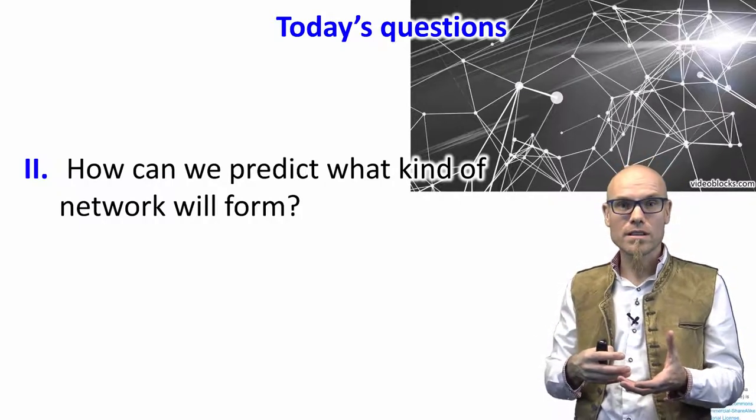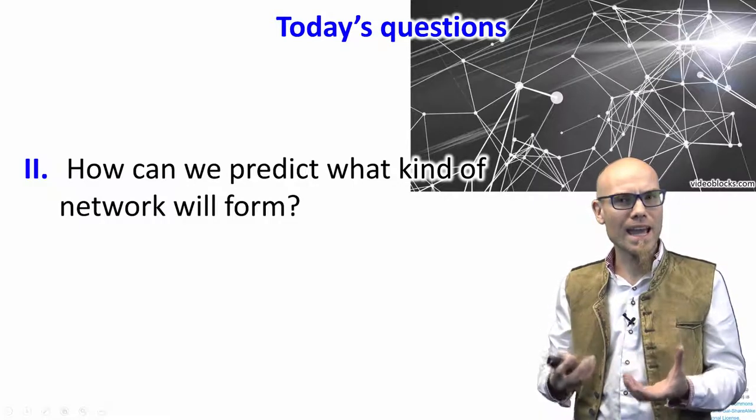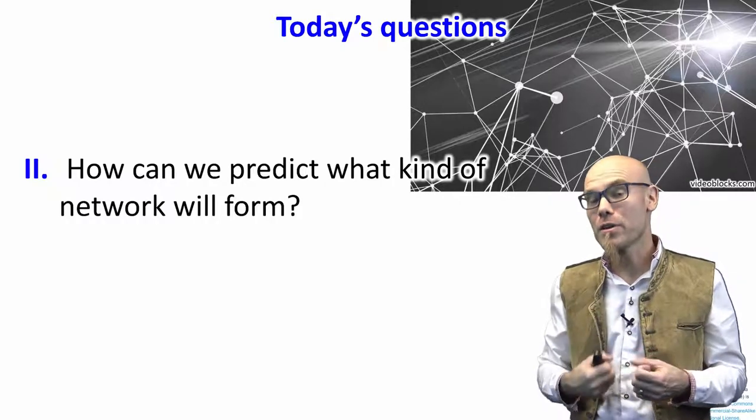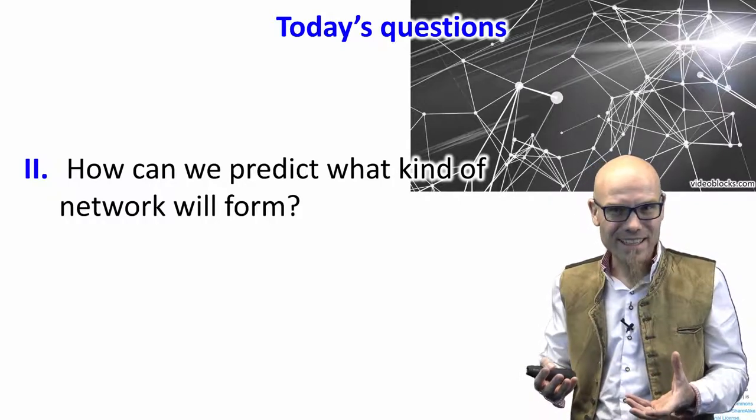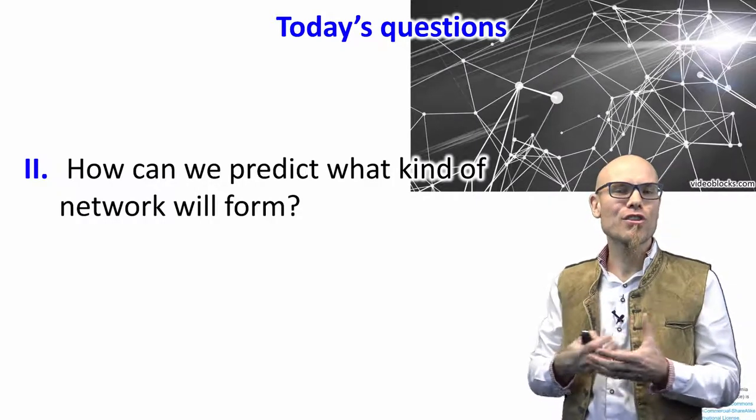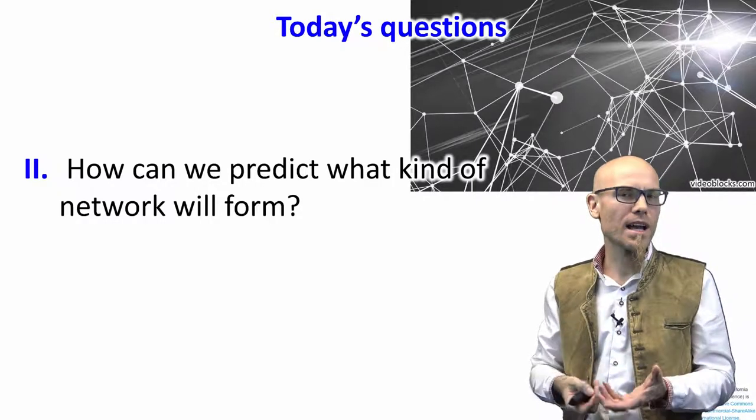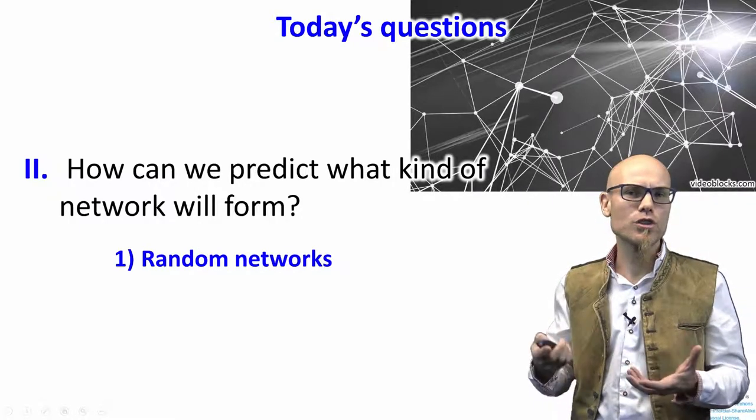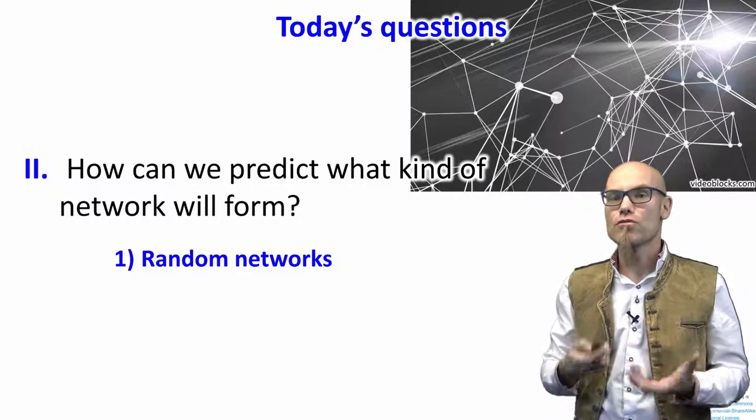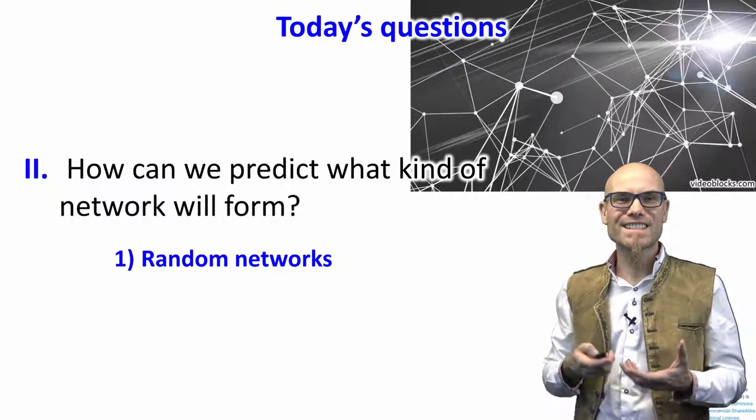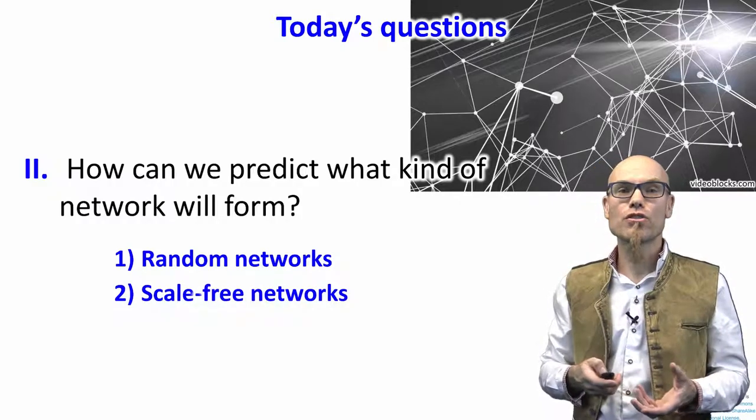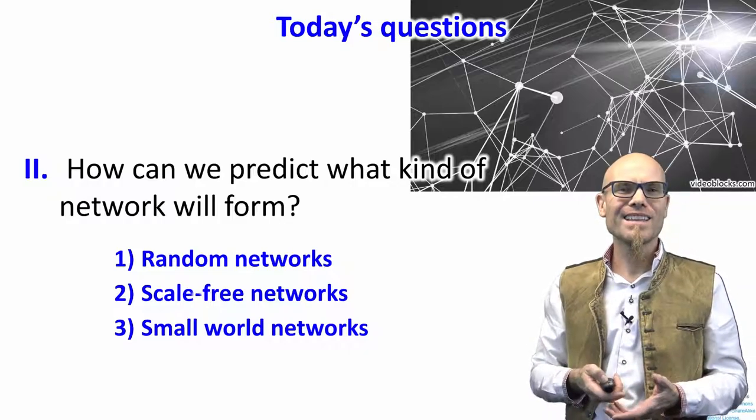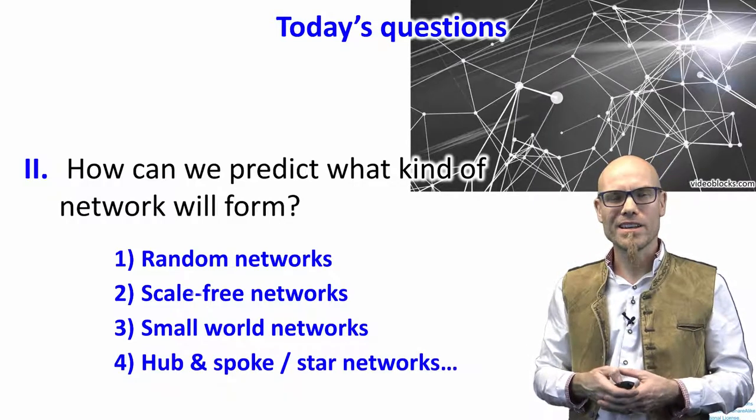Now, in networks, something very similar happens. There's a handful of network formations that occur actually very frequently. That doesn't mean that these are the only network. There's an infinite number of network constellations, but particularly in social science, I picked four network constellations that occur quite frequently, and it's useful to understand them. One is random networks. The second one is called scale-free networks. Third, small world networks. So that's a technical term, seriously. And the last one I picked is hub and spoke or a star network.